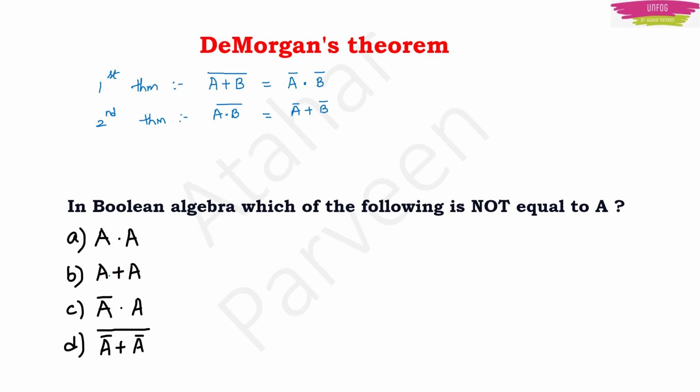A into A, that is high state into high state, or 1 into 1. This is the AND operation, right? So the answer for this should be A. A plus A is an OR operation. In OR operation, A plus A is A, or 1 plus 1 is 1. So this is also A.